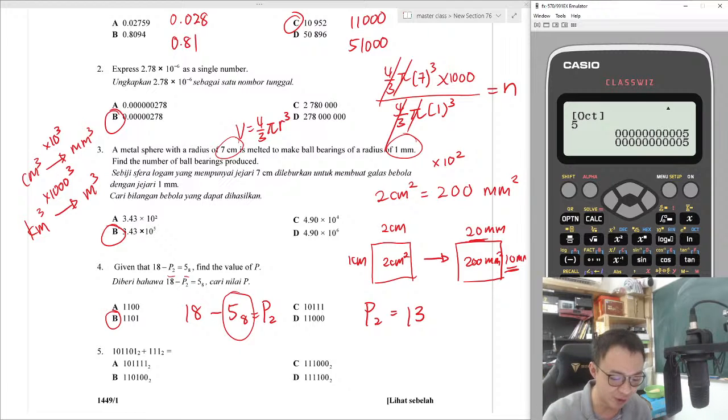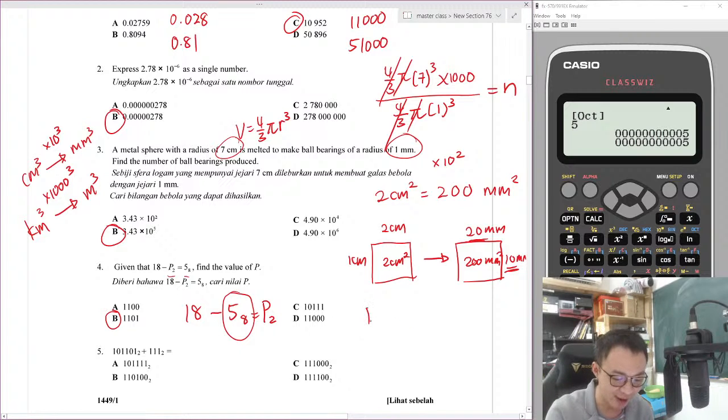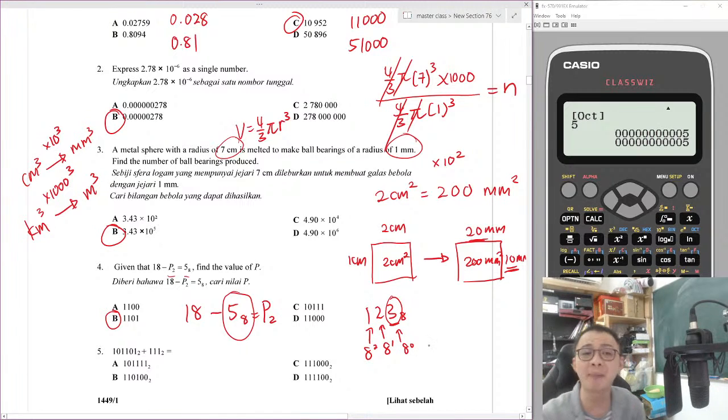If you want me to use a rule, I'm trying to make you understand. Let's say I have 1, 2, 3 base 8. The last digit is multiplied by 8 power of 0, right? This is 8 power of 1. This is 8 power of 2 here. So therefore, the first digit always multiplies 8 power of 0.